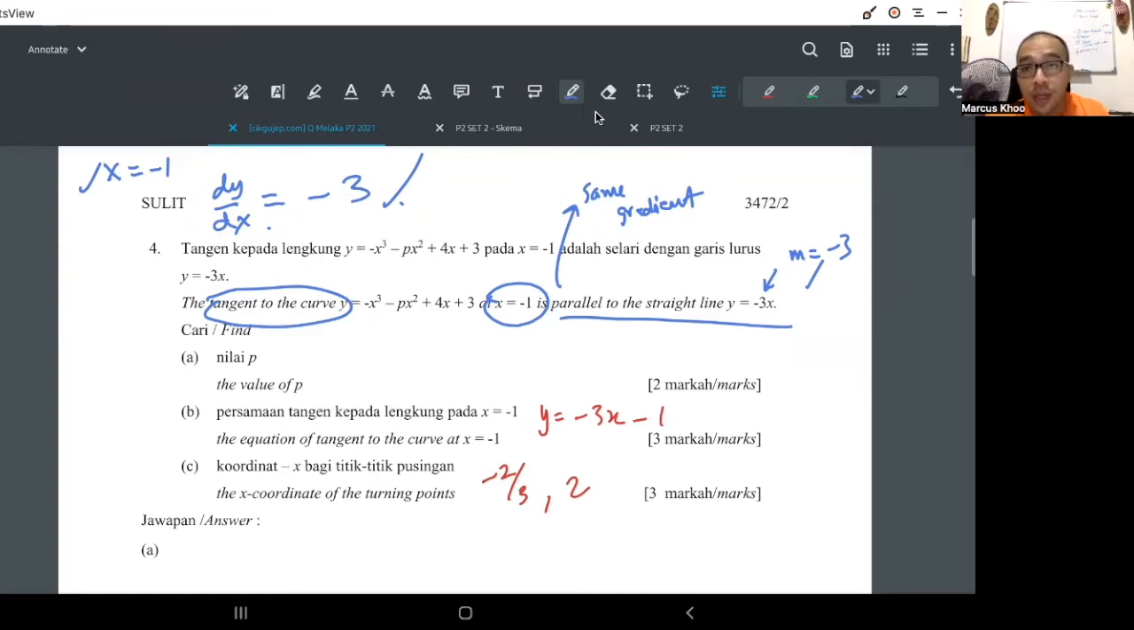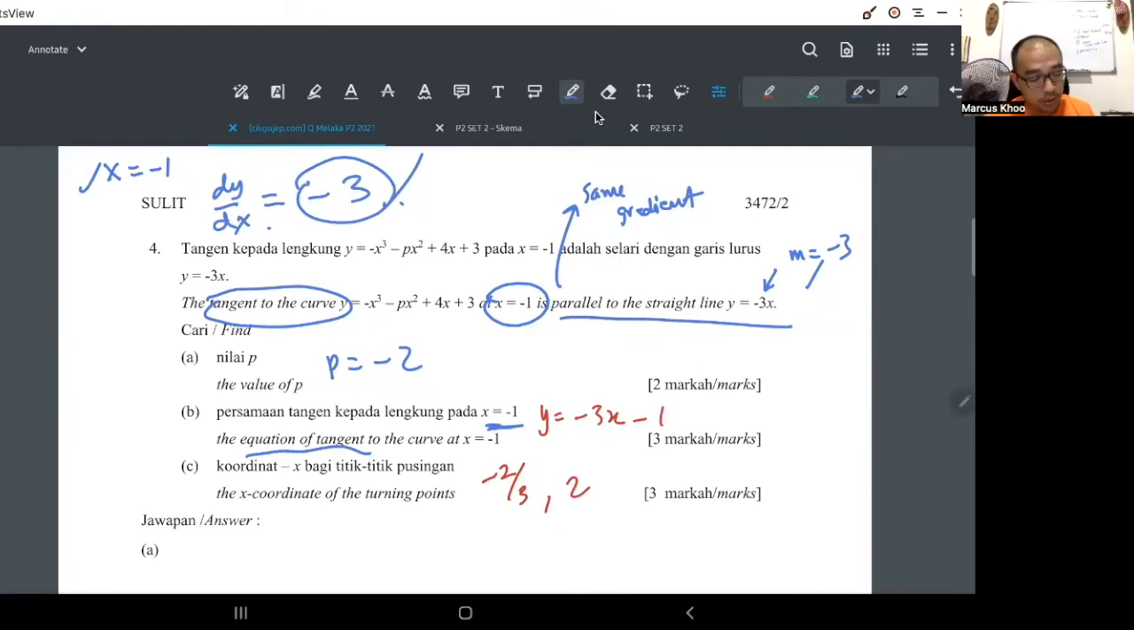So you can differentiate this, set the dy dx equal to -3, and you will get the answer p equals -2. I'm not going to show this to you. Once you get p equals -2, then you can find the equation of the tangent. You already have the gradient, and all you need to do is find the y coordinate when x equals -1.